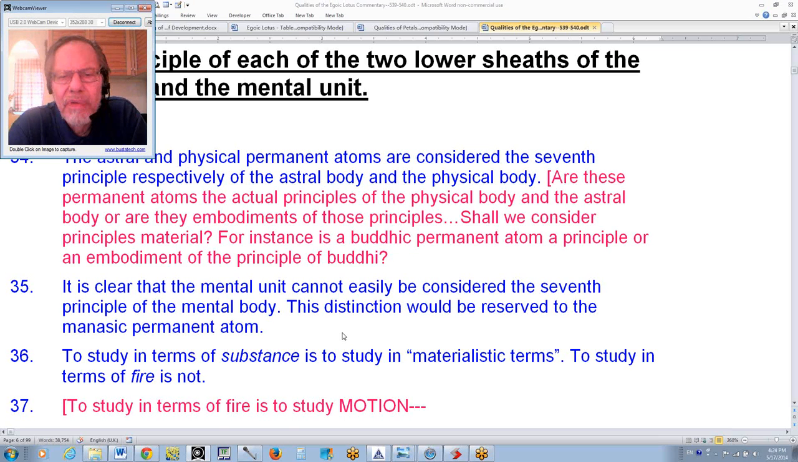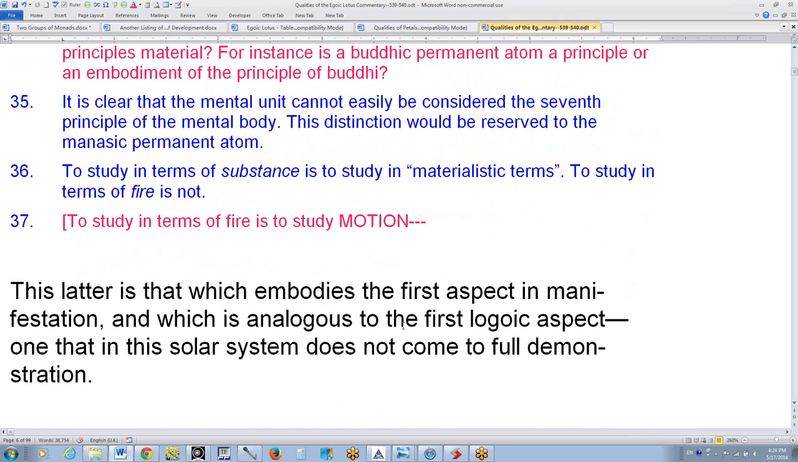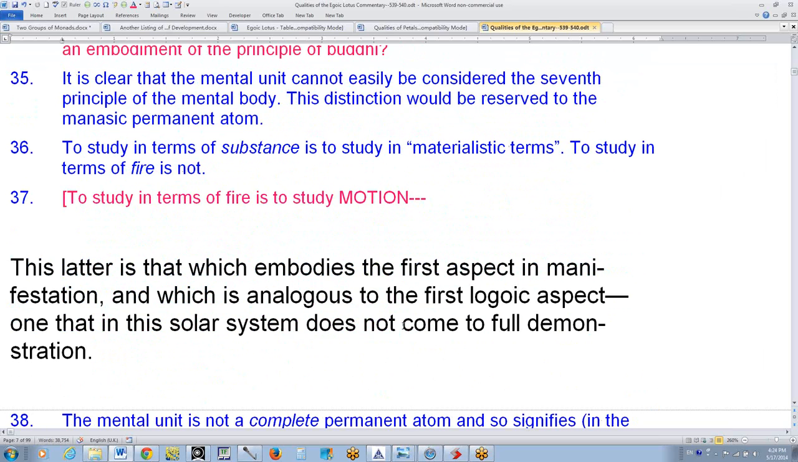Well, we're getting a little philosophical, but all of this is part of the Egoic Lotus chapter, just these 13 pages in Cosmic Fire, which we can consider in a way to be a definitive source, the core source of so much that he developed later in other books. So the latter, I guess he means the mental unit here, is that which embodies the first aspect in manifestation, and which is analogous to the first logoic aspect, one that in the solar system does not come into full demonstration, that is so important.